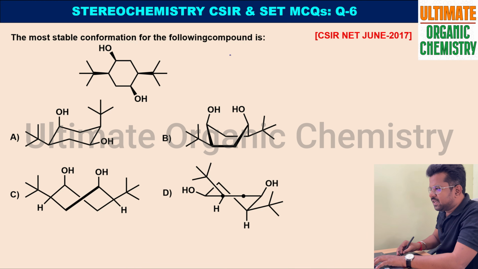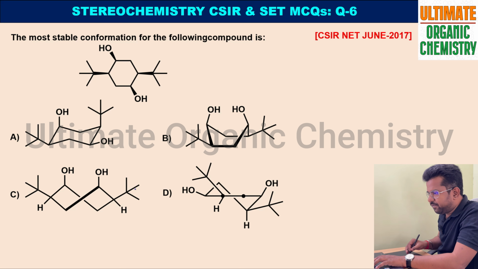Question number 6. This question was asked in CSIR June 2017. The question is, the most stable conformation of the following compound. So they have given a cyclohexane in planar form. This cyclohexane contains two OH groups which are opposite to each other and two tertiary butyl groups which are opposite to each other. Now we need to find out which form is more stable.